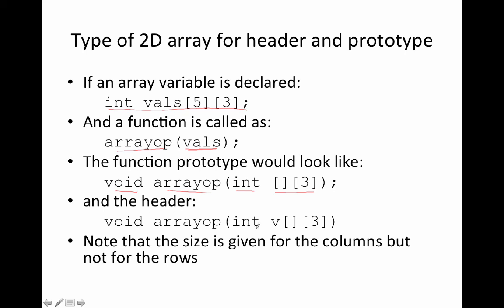The function header would look like this. Again, the type of each element, the name of the parameter, and the fact that it's a two-dimensional array and it has 3 columns. So again, we don't normally give the size for the rows, but we do for the columns. So if our two-dimensional array is declared like this, this is what our function prototype looks like, and this is what our function header looks like.